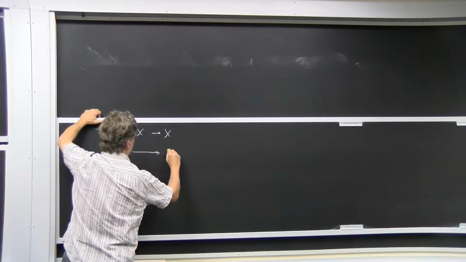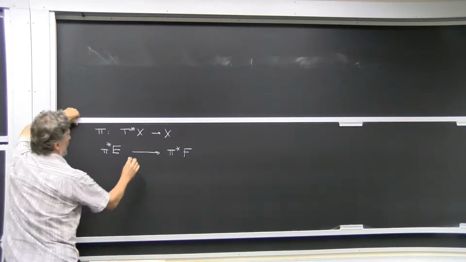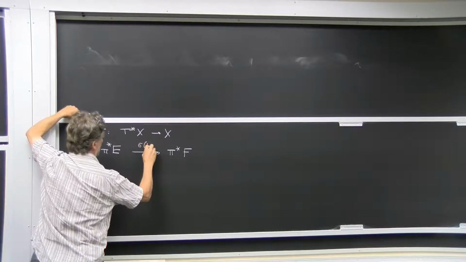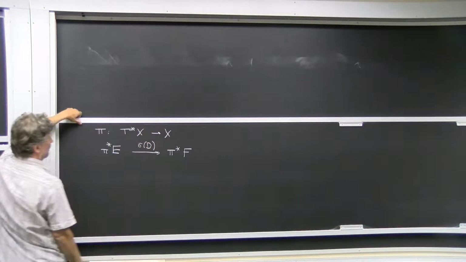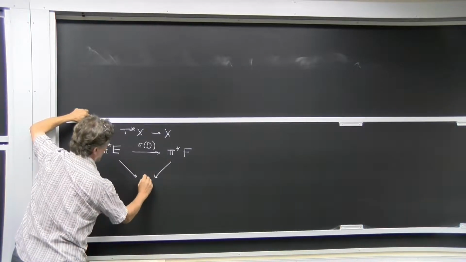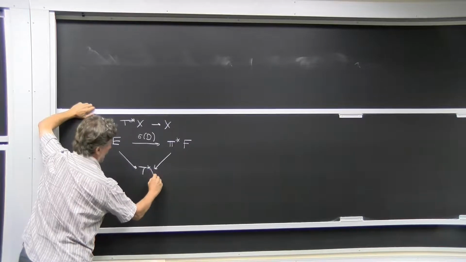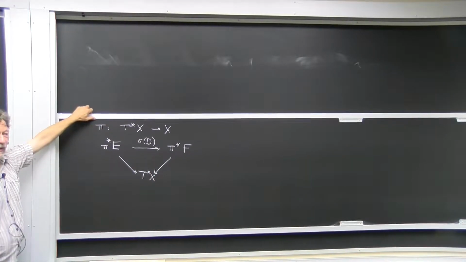And I can do the same thing for F. And I claim that if you take the symbol of D, that gives you a map between these pullback bundles, which are now bundles that live over the cotangent bundle of X. Right? So why is that?